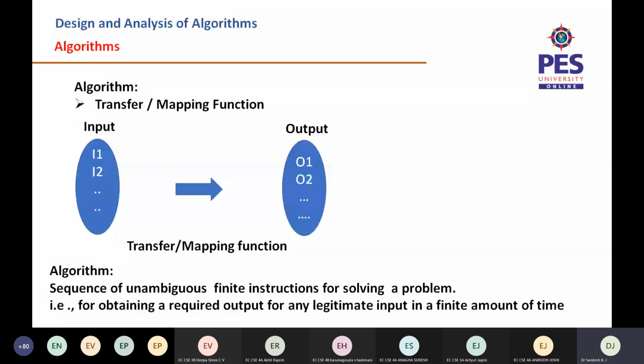So there is somebody who is doing the transformation. An algorithm could be thought of as a transfer or a mapping function in which a set of inputs is given to your algorithm and you may get one or more outputs. The one who converts the input instances into output is your algorithm, which we can consider a transfer or mapping function.